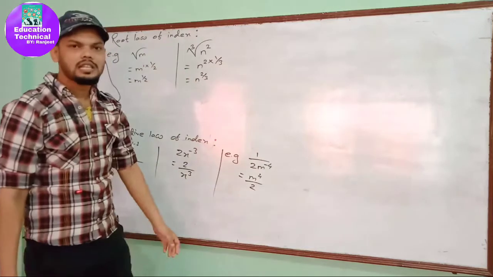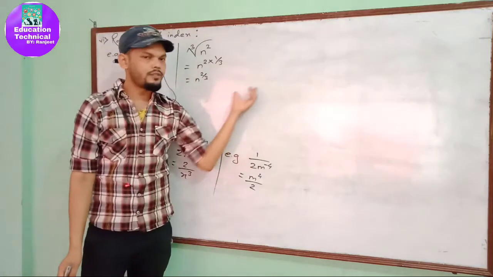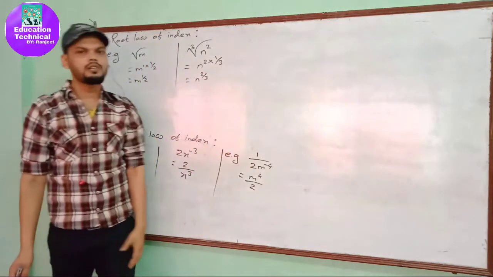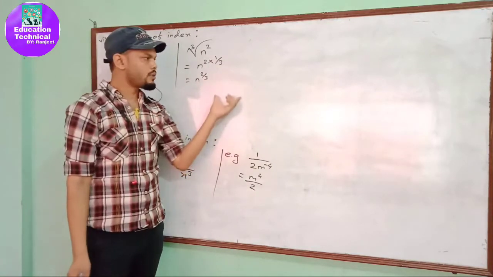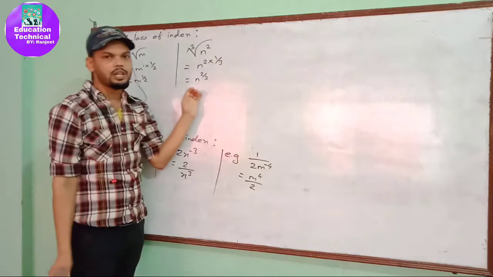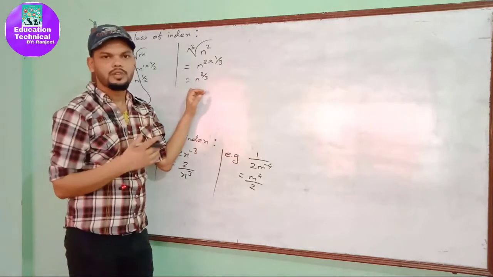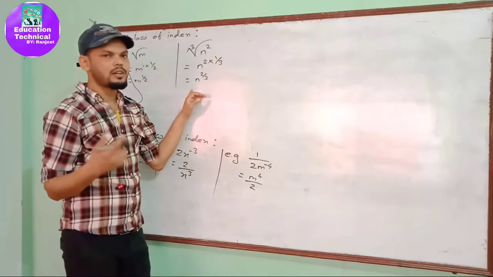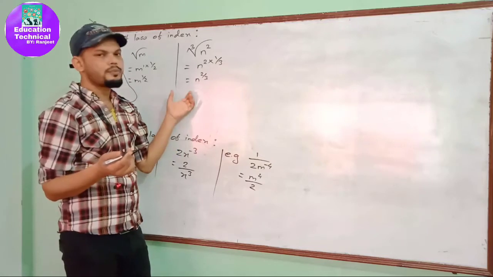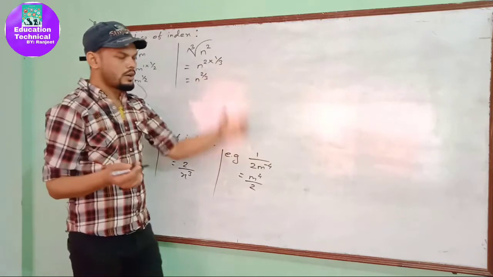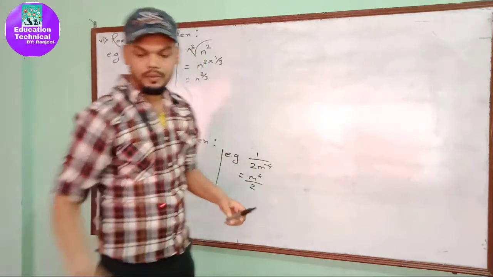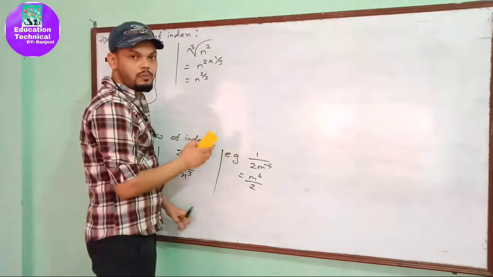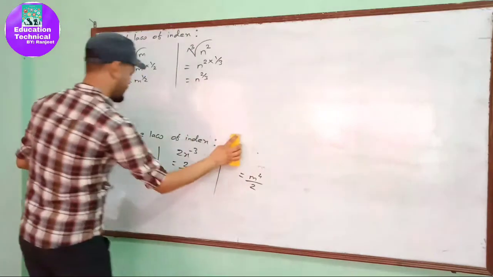So these are the 6 laws of indices. If you have understood this, then you can simply solve all the problems related to this chapter. If you have any questions about these chapters, you can comment and ask me. I hope you have understood. Let me solve some problems for these chapters.